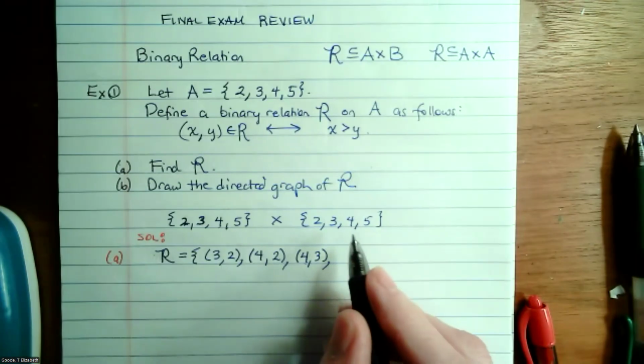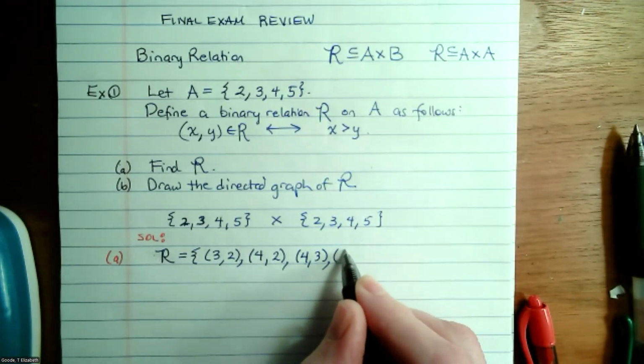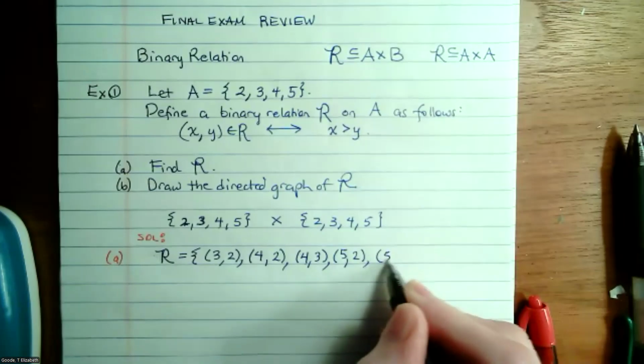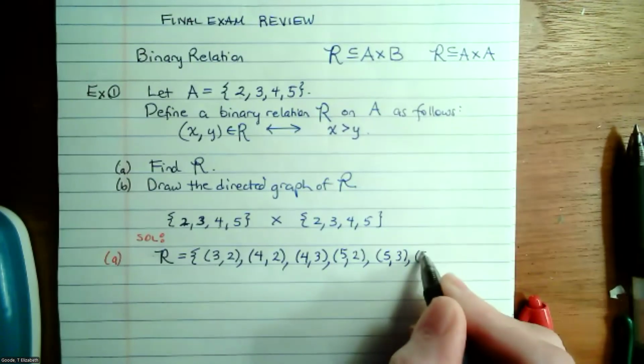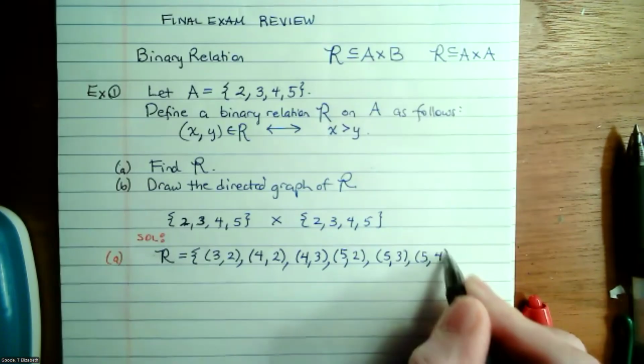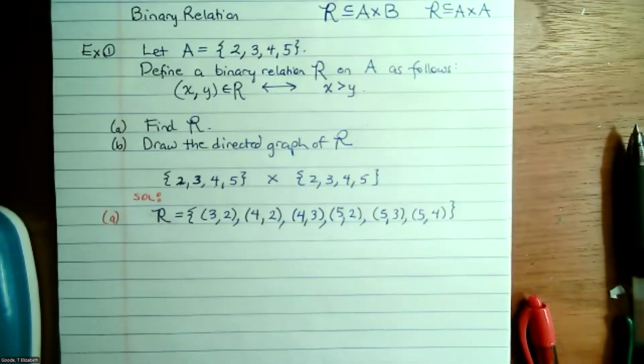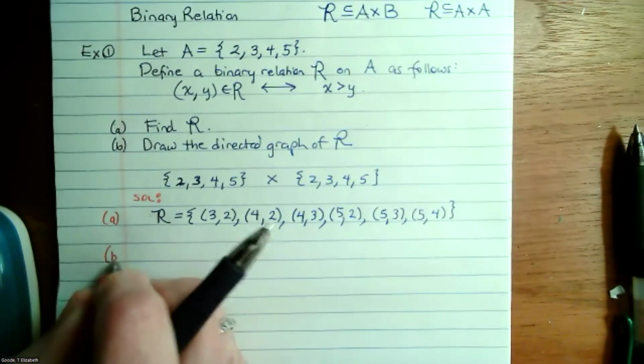What would be another ordered pair that we could put in here? Five and two. Okay. Anything else? Five and three. And five and four. Exactly. And I think that's it. Yep. So now we're going to draw the directed graph.